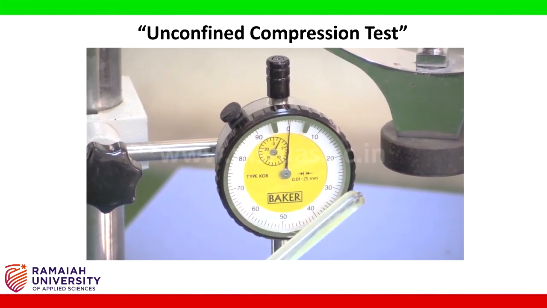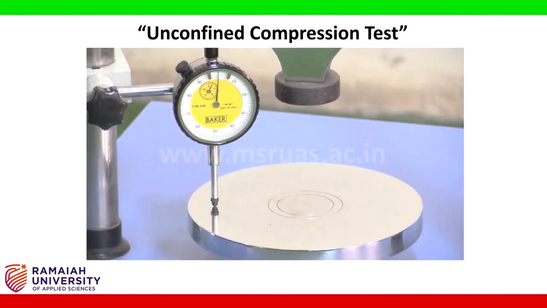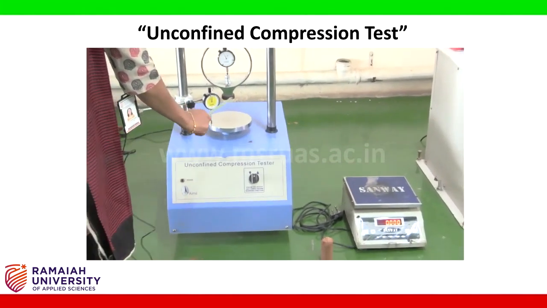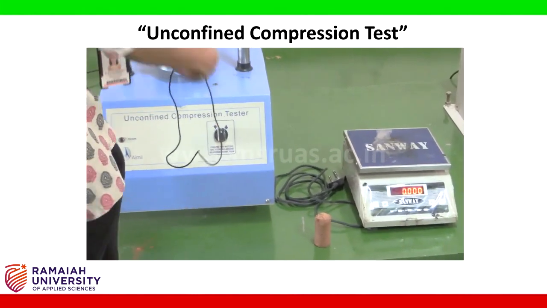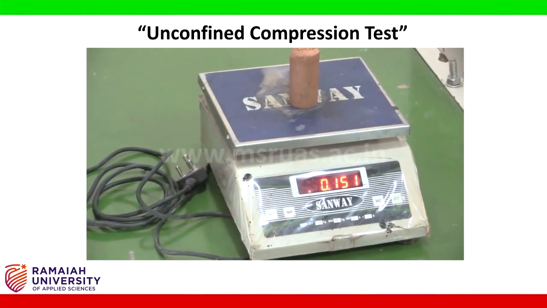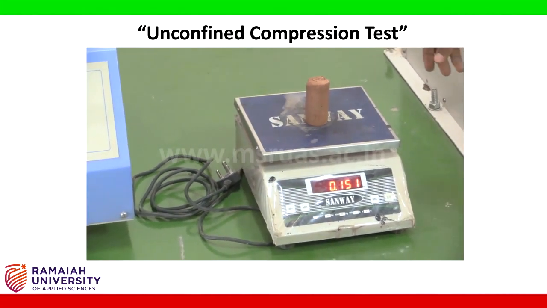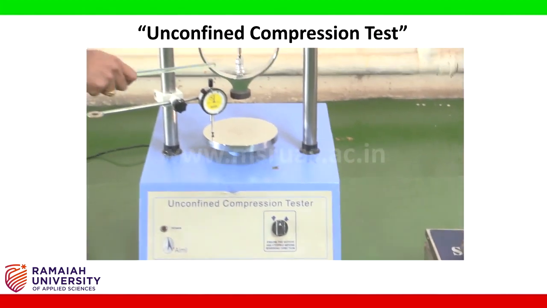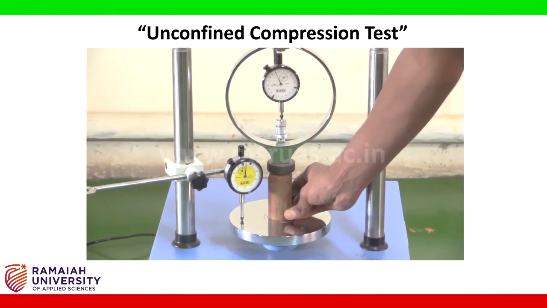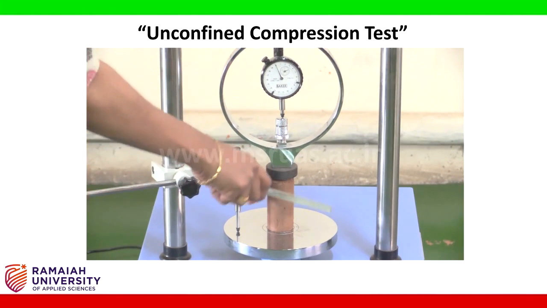Now we will fix the soil sample into this loading frame, and then we will start the test. Before keeping the soil sample into this compression machine, we will measure the weight of the soil sample. The weight of the soil sample comes to about 151 grams. Now we will place the sample into the compression testing machine. Adjust it in such a way that it comes exactly at the center of the plate.